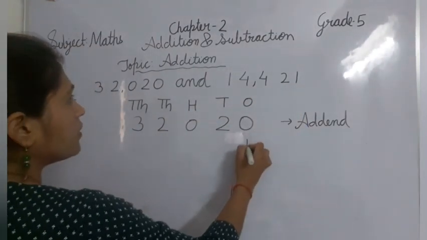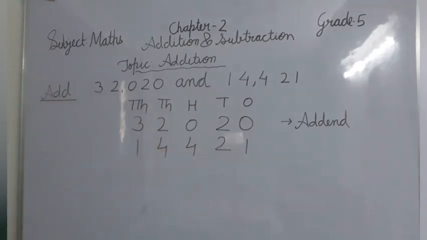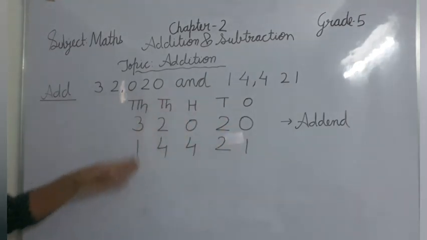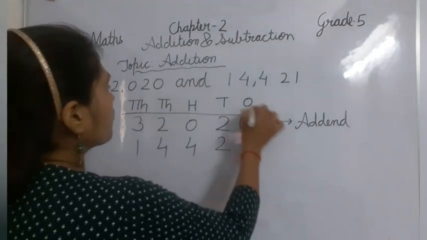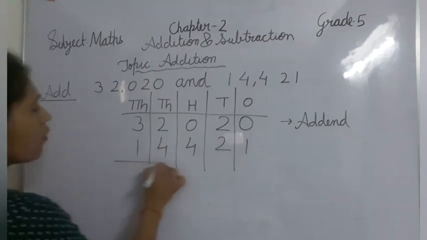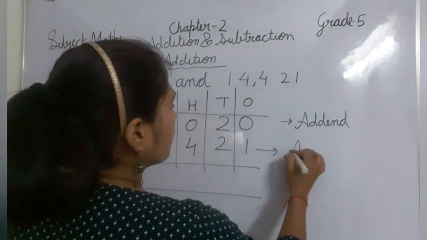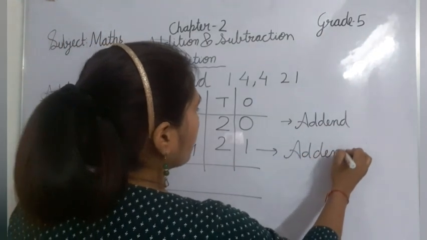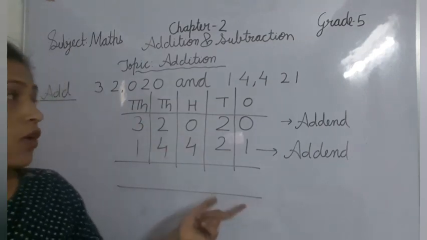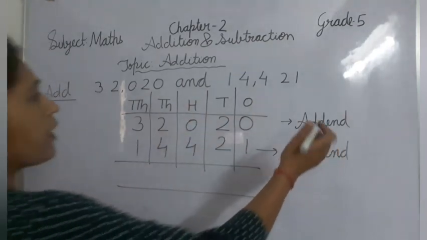1 should come in ones. Yes, this is the right way to write. Now they are there according to their houses, or you can say according to their places. So this is the second addend. And always start addition from which place? From thousands or from here? From the ones place. This is the right side.